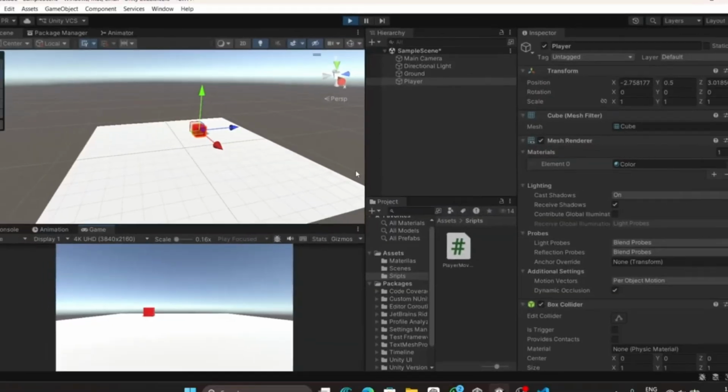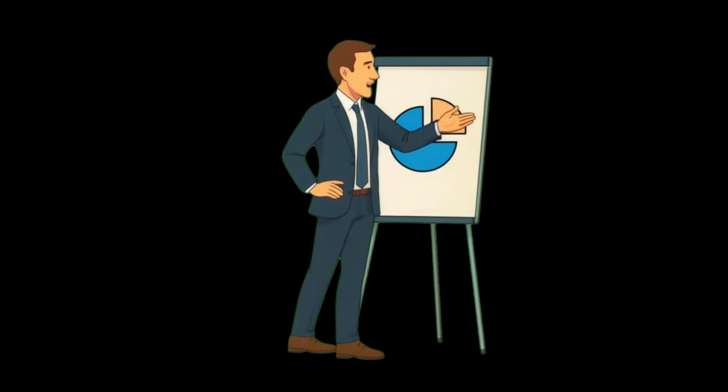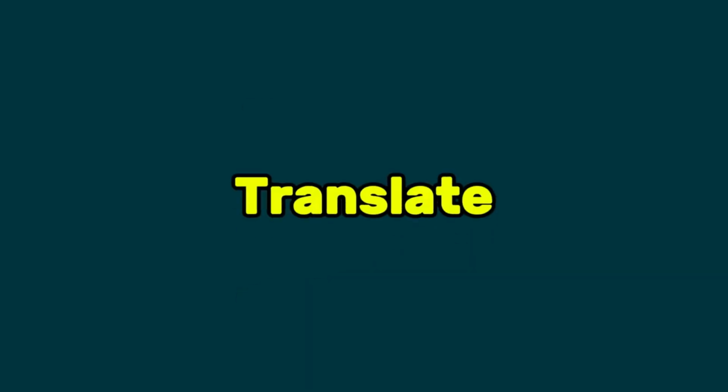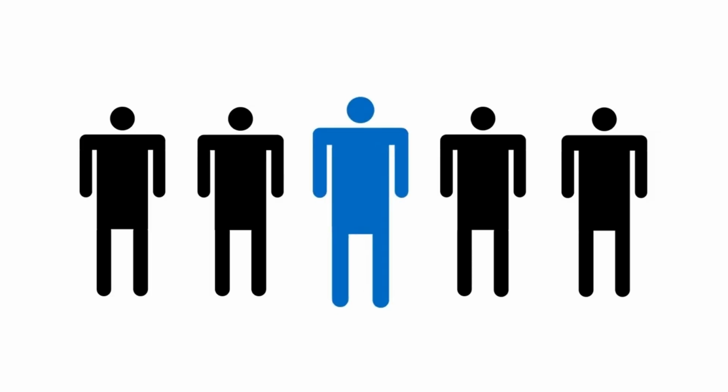We are going to learn how to move a player using MovePosition in Unity. Now there are multiple ways to move an object in Unity. You can directly change its position, you can use Translate, you can apply forces, and you can also use MovePosition. Each method has its own purpose.